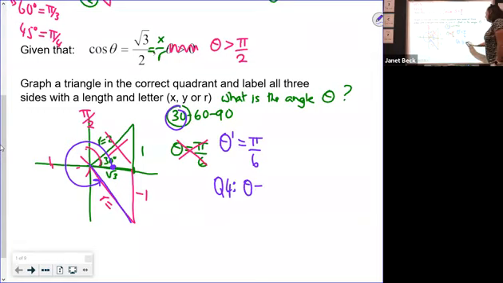So the actual angle I want, this angle here, must be over 6. And in quadrant 4, you remember you're a little bit less than 2 pi. So double that 6, get 12, make it a bit less. It'll be 11 pi by 6.